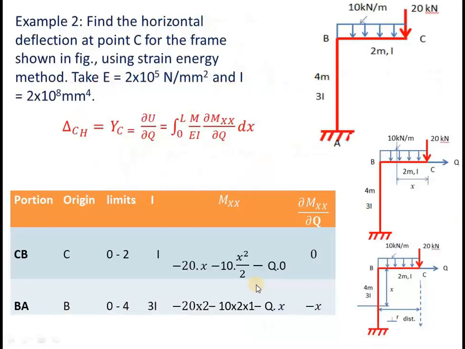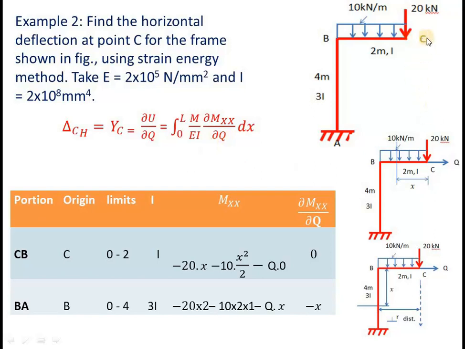Now let us consider one more problem. Here what he has asked: find the horizontal deflection at C for the frame shown in the figure. E and EI values are given here. So again you know this formula, delta CH equals integration of M by EI into dou Mx by dou Q into dx. You can take it as Q, P, anything.